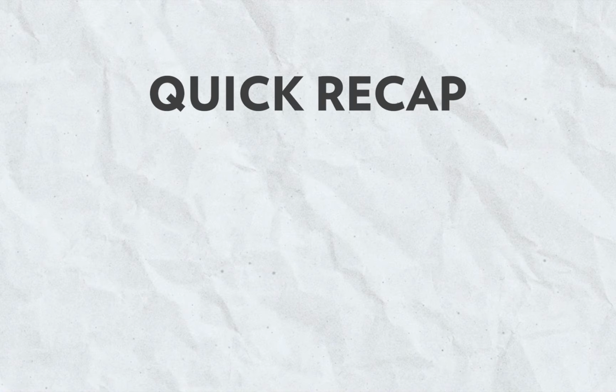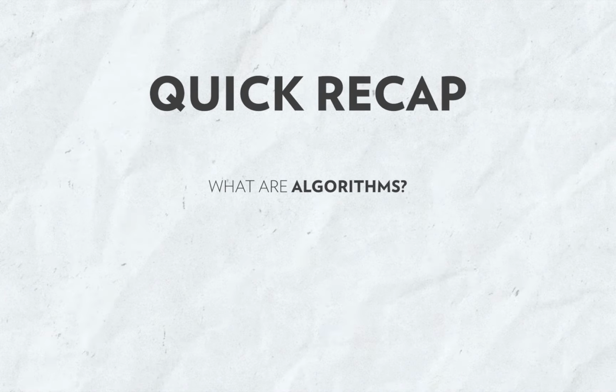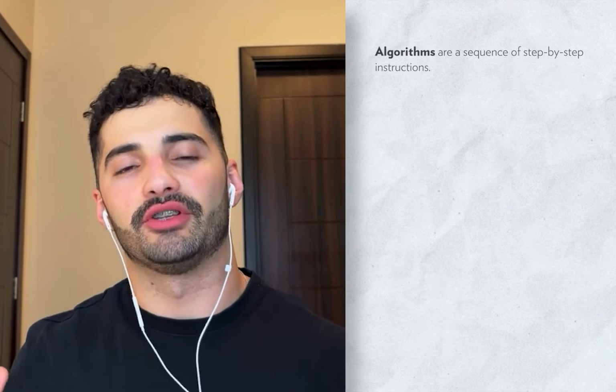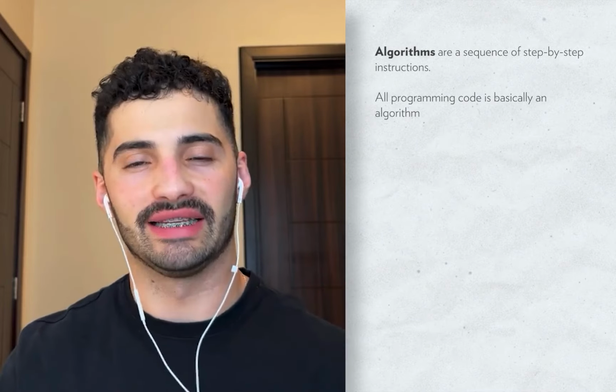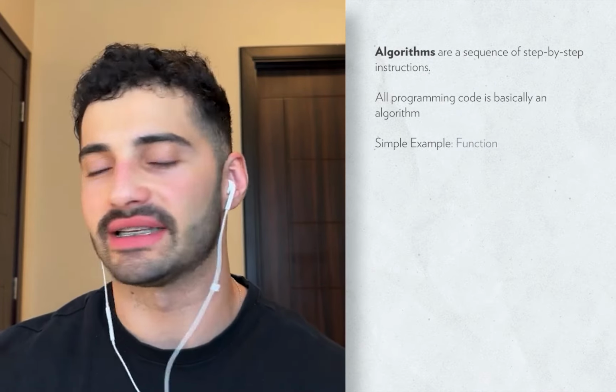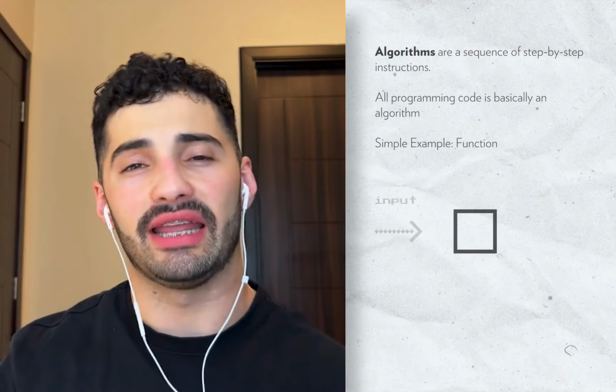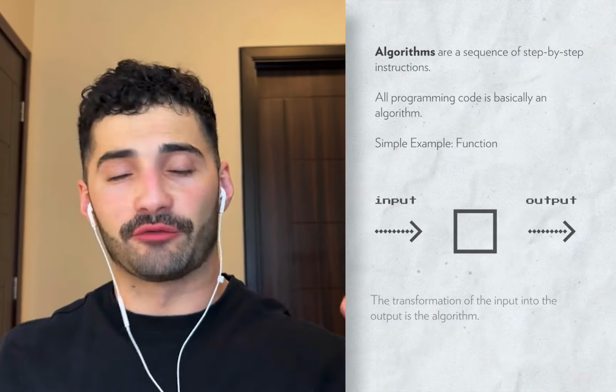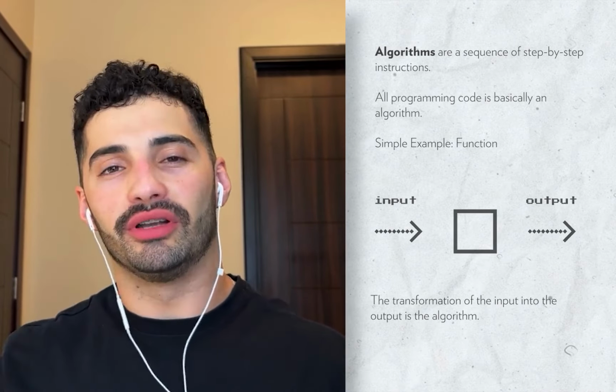This video does assume some very basic knowledge of algorithms and time complexity, but as a quick recap, let's get clear on some definitions. What are algorithms and what is time complexity? An algorithm is just a sequence of step-by-step instructions. So all programming code is basically an algorithm. The most simple, common, and concrete example of an algorithm is a simple function. A function takes in some kind of input and gives some kind of output. The transformation of the input into the output is the algorithm.